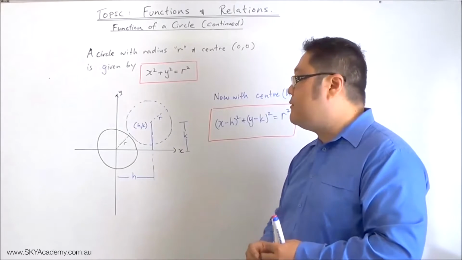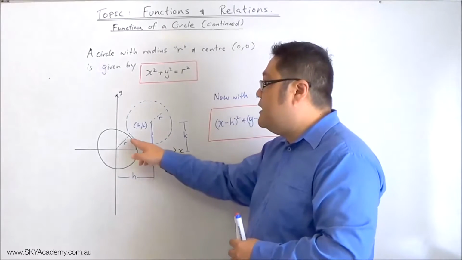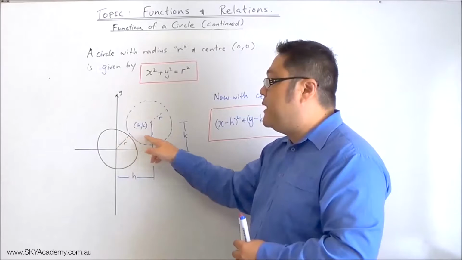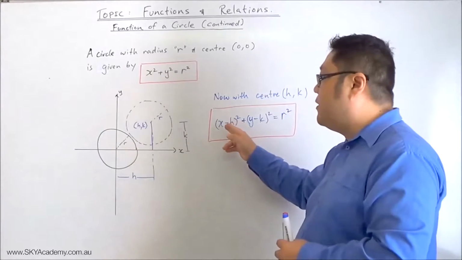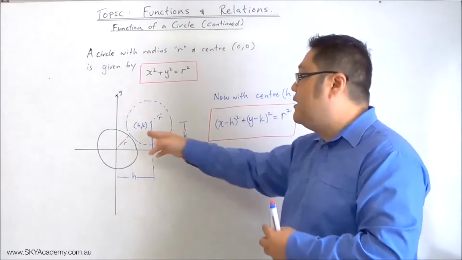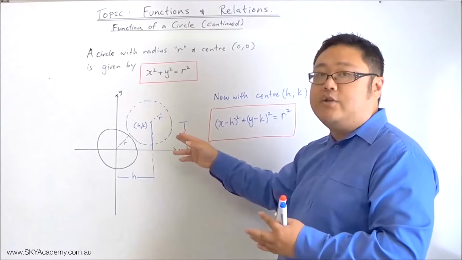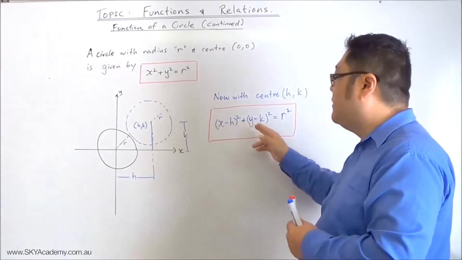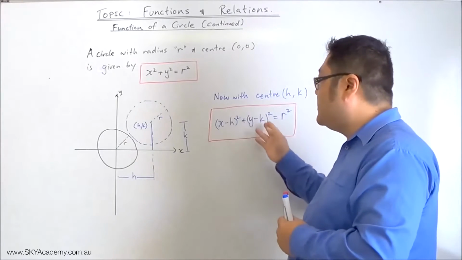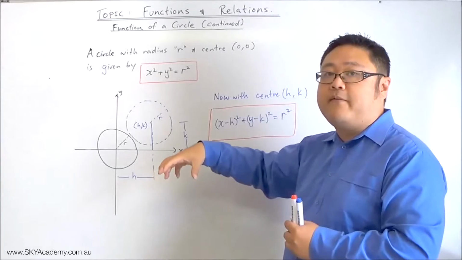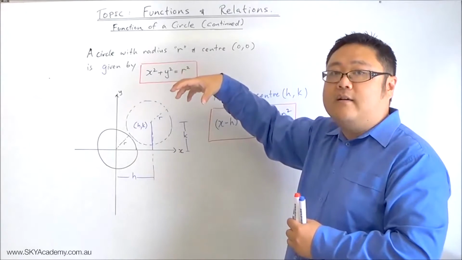Let me just say that again. This point needs to be h units bigger to the right, and we do that by minusing h from the x, so that x has to be bigger by h units to compensate. And we do the same with y by minusing k, which will shift the graph k units higher.